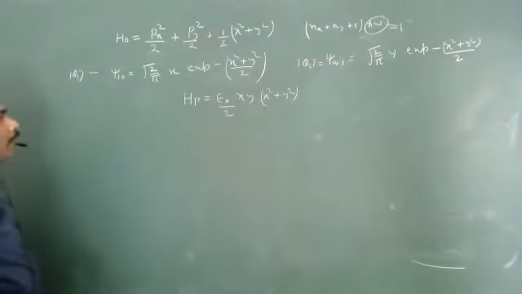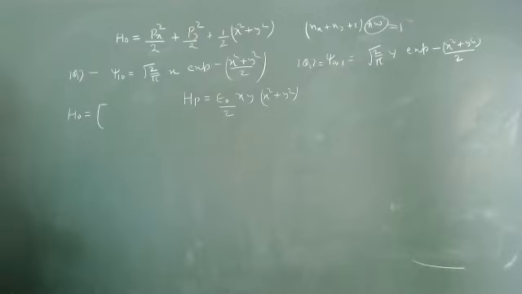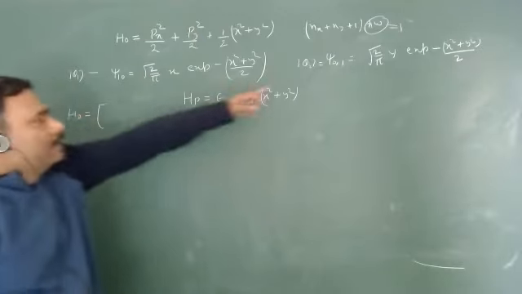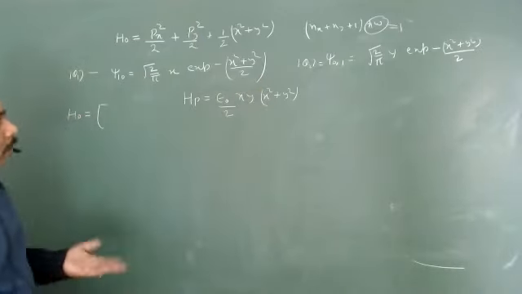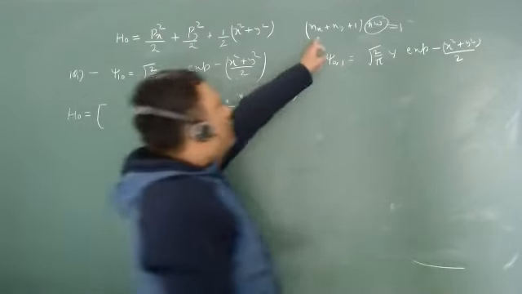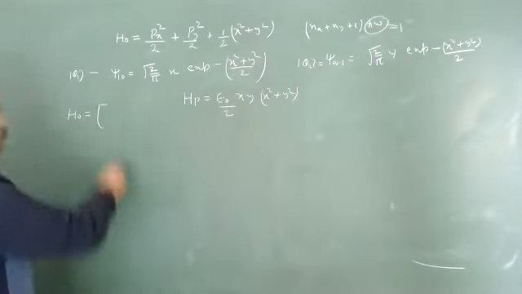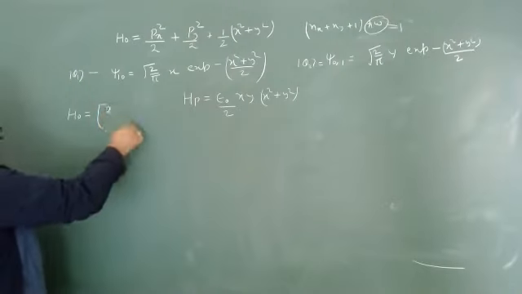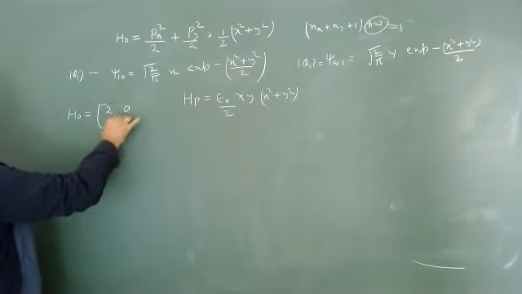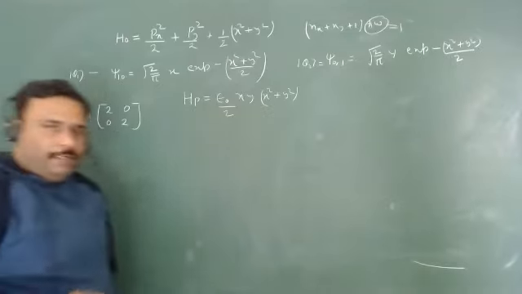What will be H naught? Can you write the value of H naught? Is it diagonal or non-diagonal in this basis? It should always be diagonal, isn't it? And what will be H naught? nx is equal to 1, ny is equal to 0, so that value is 2. This will be 0, this will be 0, this will be 2. So this is your H naught. Are you comfortable up to this?